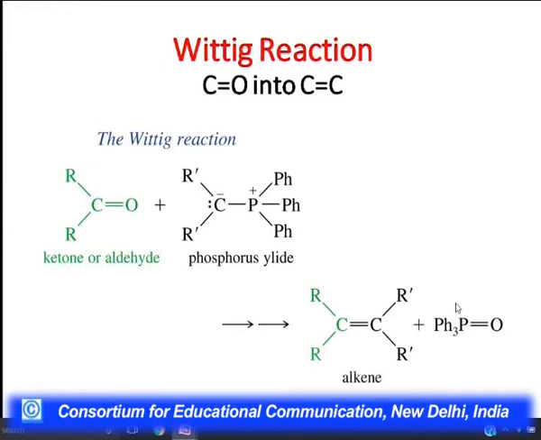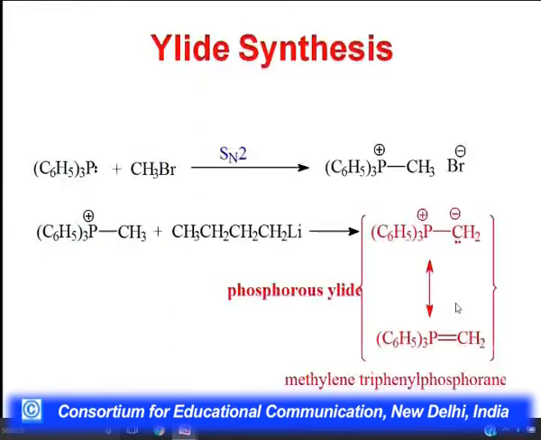So if we look into the mechanism of the reaction, our first interest is to prepare the ylide. How can we prepare the phosphorus ylide? We do the reaction of triphenylphosphine with a primary alkyl halide. In this case, we've taken methyl bromide, and this reacts by an SN2 mechanism to give us an intermediate.